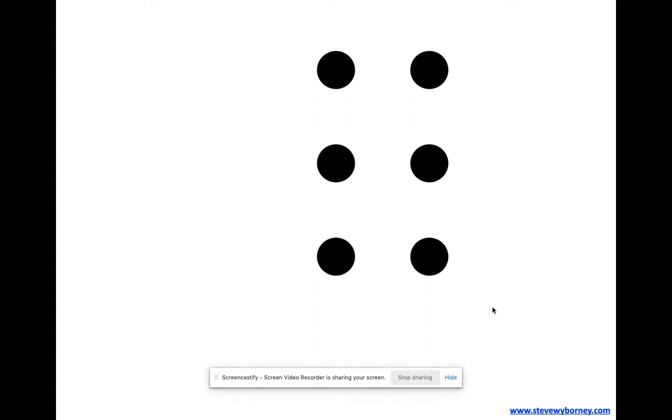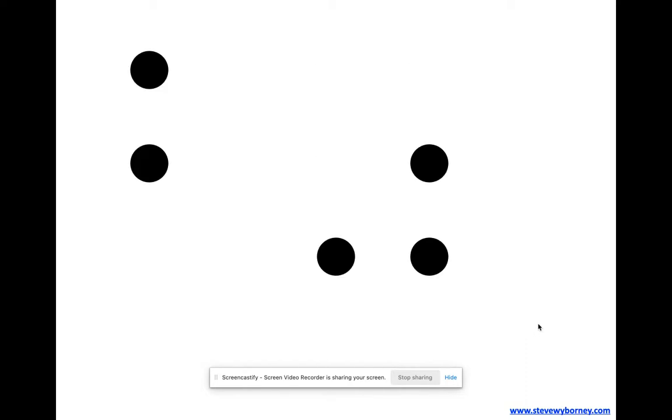So if you said 6, you're correct. Now, I just knew this was 6 because I recognized it from a dice. But maybe you saw 2 rows of 3. Or maybe you saw the 4 from earlier and then added 2 more. 5. Yep, 3 and then 2, 3, 4, 5.